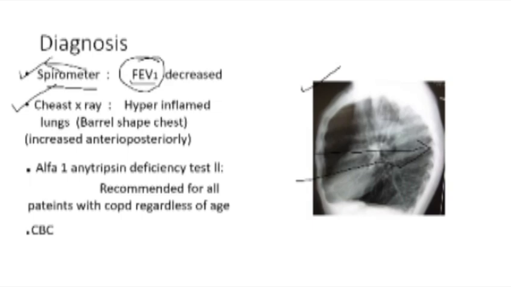Next one is the alpha 1 antitrypsin deficiency test. This is recommended for all patients with COPD regardless of age. Next one is the CBC test. It is a simple blood test where we look at the complete blood counts. This may help to detect the condition called hypoxemia, where there is a decrease in oxygen level in the blood. Oxygen is decreased in blood; this condition is called hypoxemia.